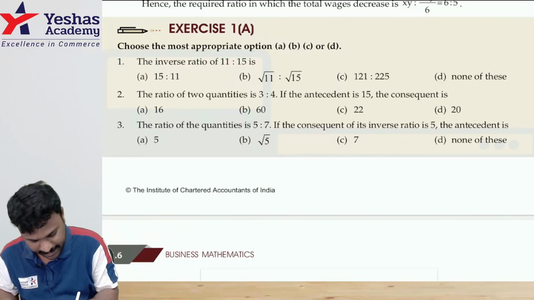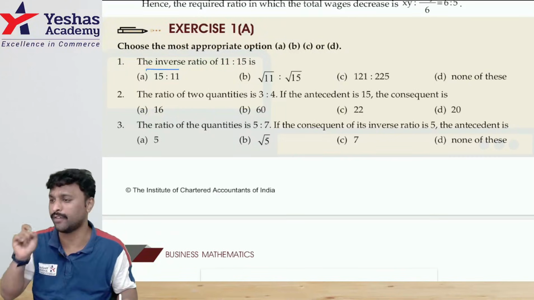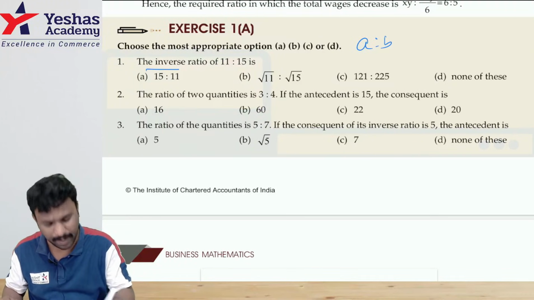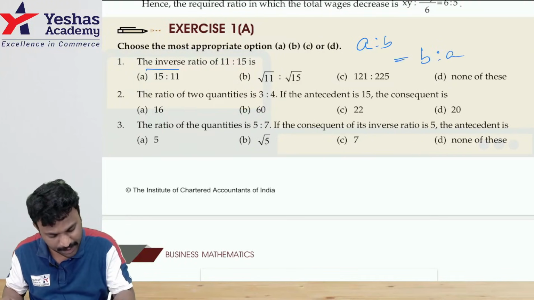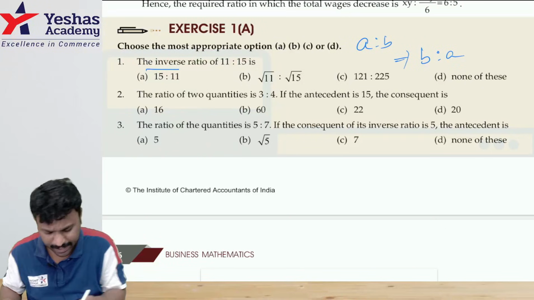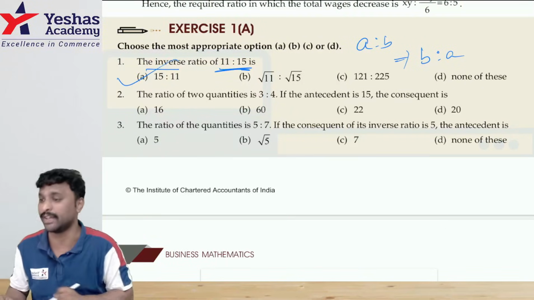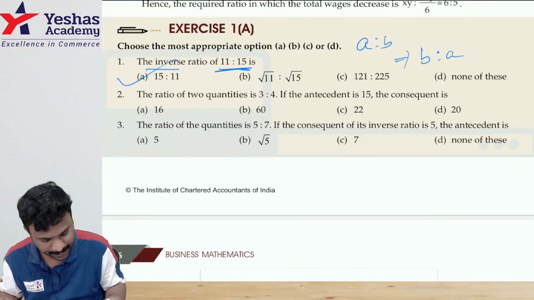The first question is the inverse ratio of 11 is to 15. Guys, you know the inverse ratio of A is to B is what? It is B is to A. Therefore, the inverse ratio of 11 is to 15 is 15 is to 11. Option A is the right answer.